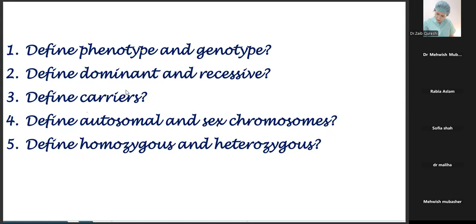Yes, Dr. Aruj. Phenotype is physical appearance, Dr. Sophia Shah is saying. Well done, Sophia. What does Aruj have to say about genotype? Lishma has come up with an answer: physical traits, phenotype. Genotype is genetic load. Well done. Genotype is genetic makeup. Well done. We have Dr. Rani here. Genotype is genetic material. Well done. Amber Fazal is saying genetic makeup is genotype.